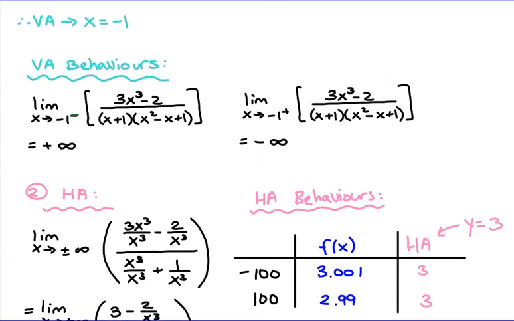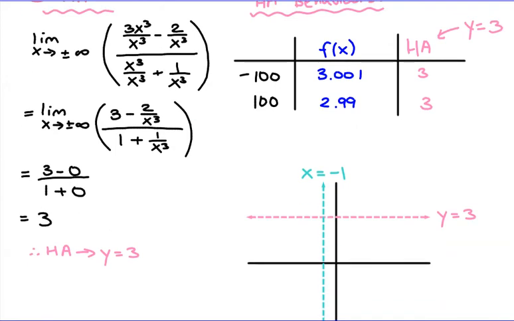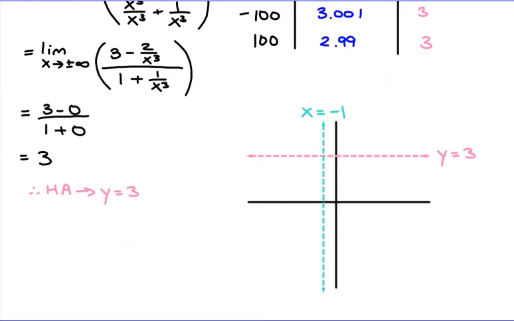So checking from the left and the right of -1, we get towards positive and negative infinity. Okay, so why don't we draw that first? Coming in from the left, positive infinity. Coming in from the right, negative infinity.